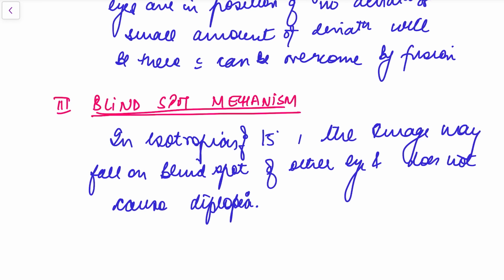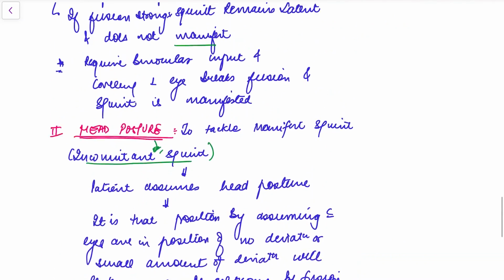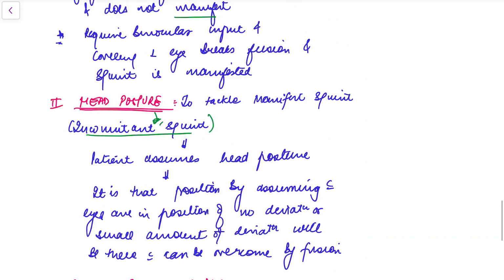Now the third one is the blind spot mechanism. For example, in esotropia of 15 degrees, the image may fall on the blind spot of the other eye and does not cause diplopia. So what does it mean? For example, this is the retina of the eye, this is the fovea, and if the deviation is such that the image falls on the blind spot, the image will not be perceived by the brain, and only the image from the normal eye will be sent to the brain, and hence the person will not experience diplopia. So this can also act as a compensatory mechanism.